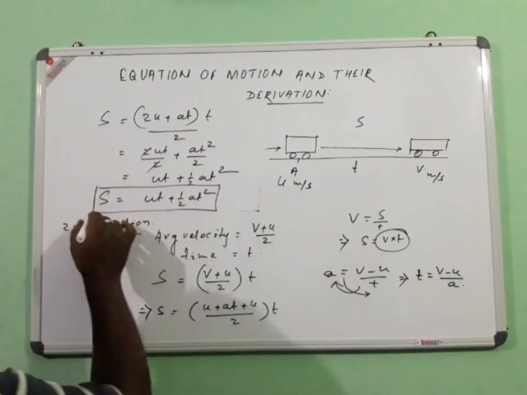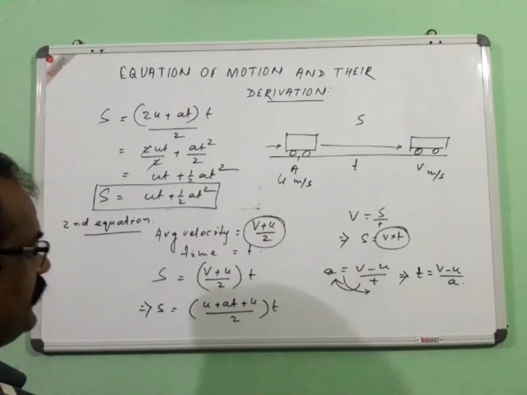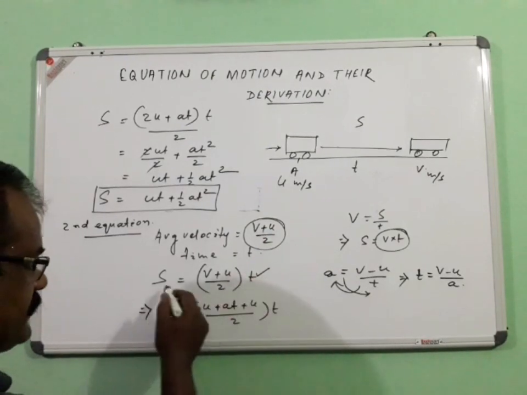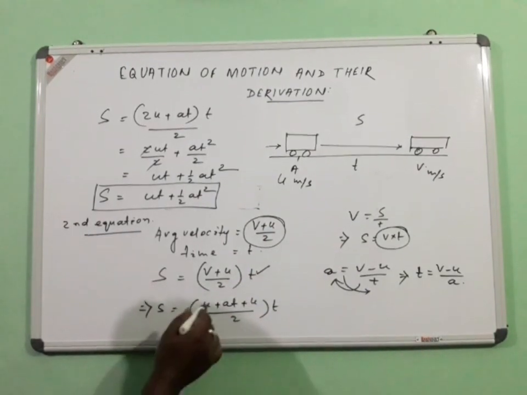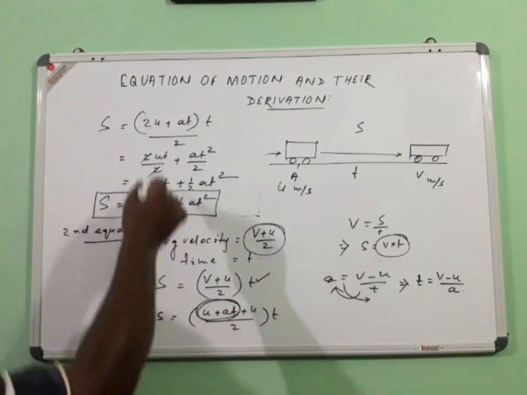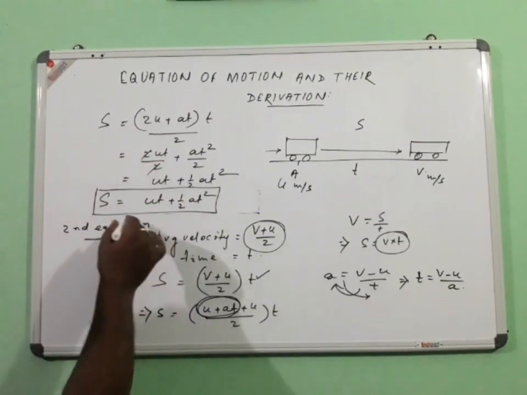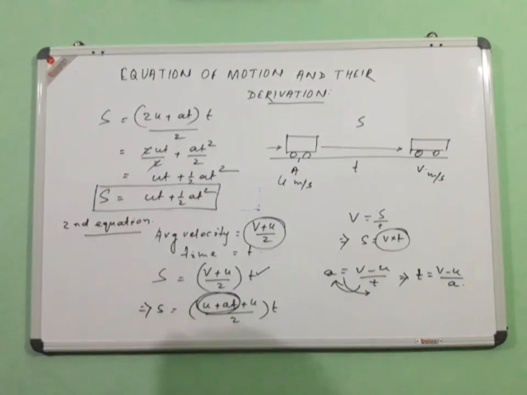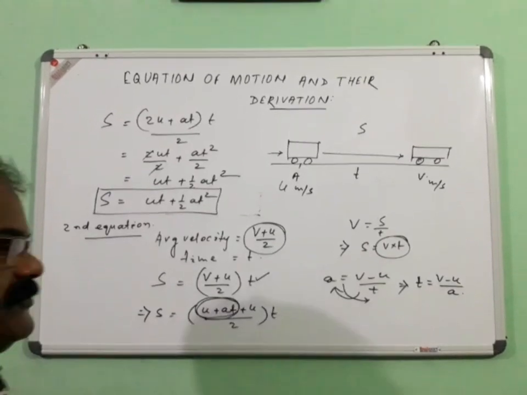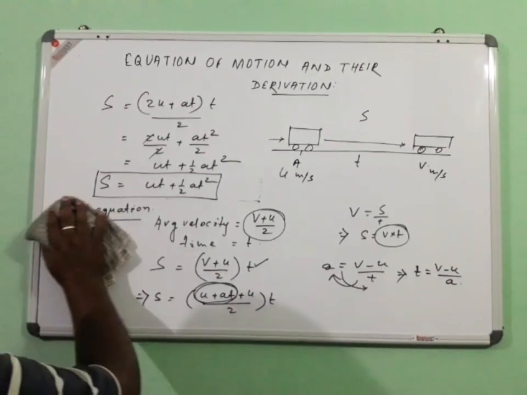In this case, average velocity (v + u)/2 multiplied by time is the distance covered by the body. Substituting the value of v as u + at, we get (2u + at) × t/2, and simplifying, finally we get s = ut + ½at², which is the second equation of motion. Now let us consider the third equation.